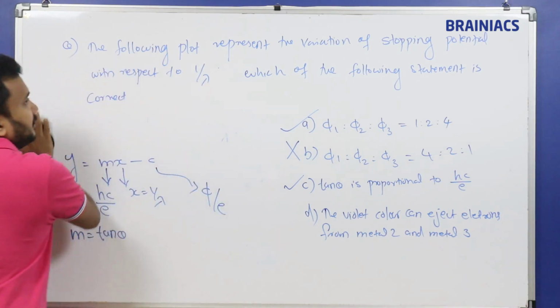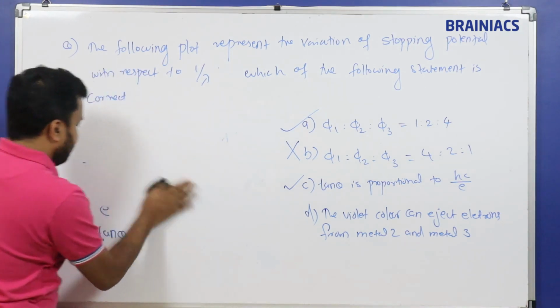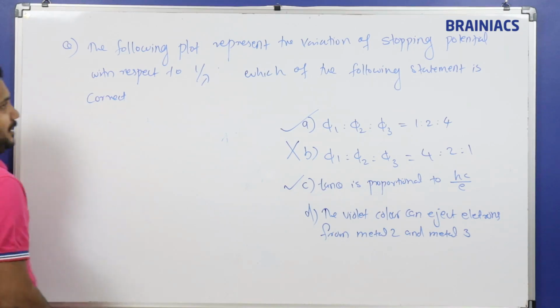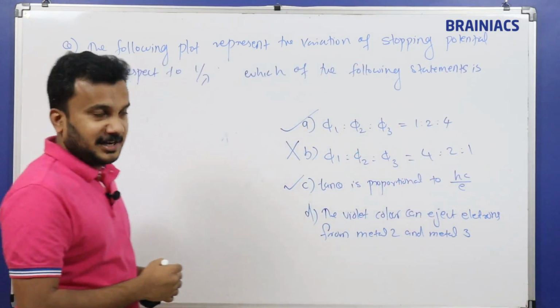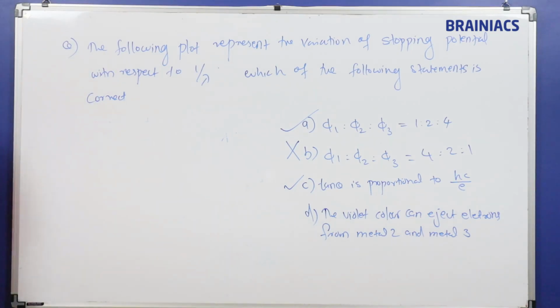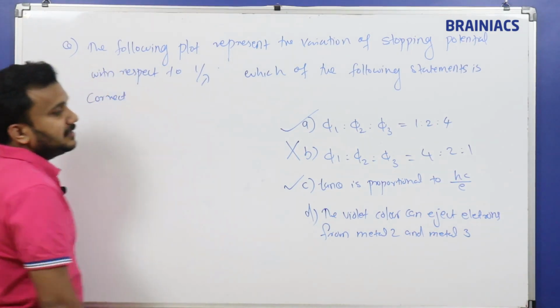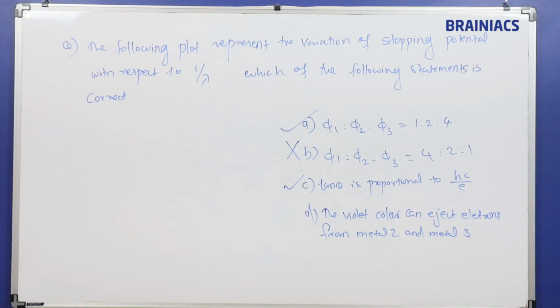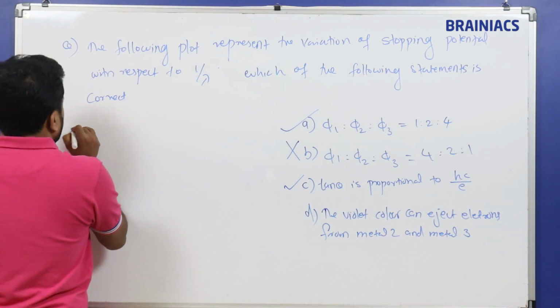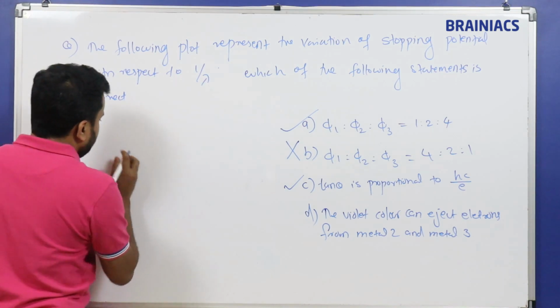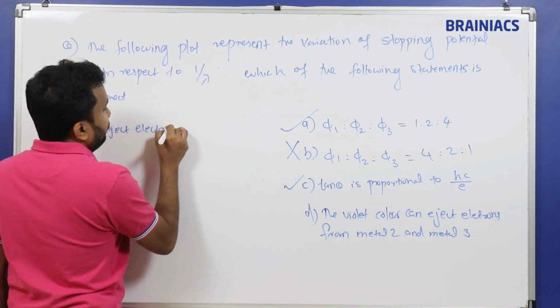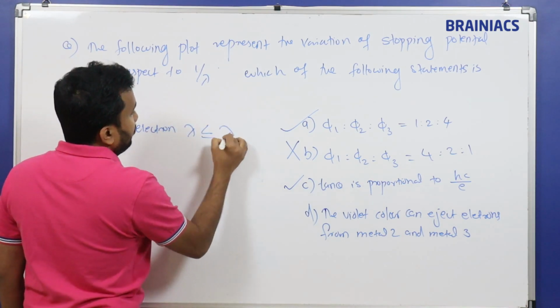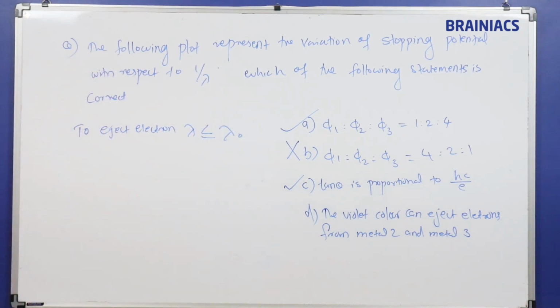Which of the following statements? The question is in plural format, so we have more than one statement, two here. We are going to see the fourth option: violet color can eject electrons from metal 2 and 3. So, to eject an electron, lambda should be less than or equal to lambda 0.